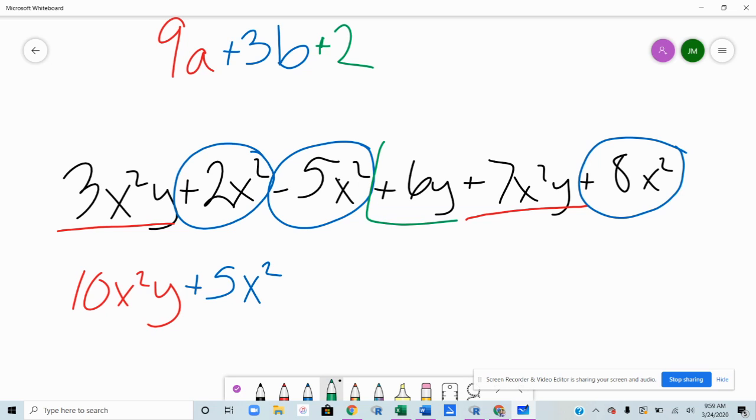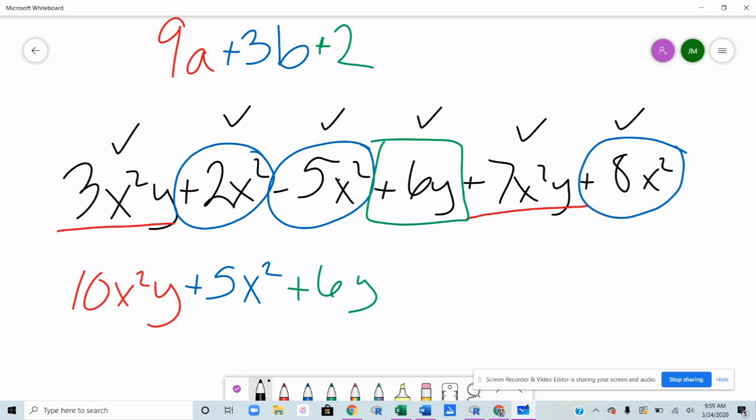I've got plus 6y. I'm going to look for any like terms that have just a y attached, which I don't have any. So plus 6y. You'd want to go down the line and make sure you used all of your terms. You didn't accidentally miss any. We're good.